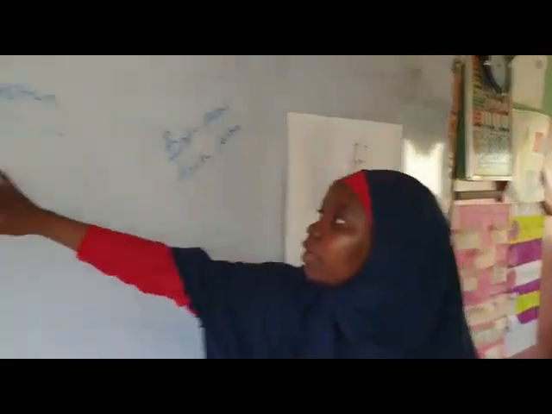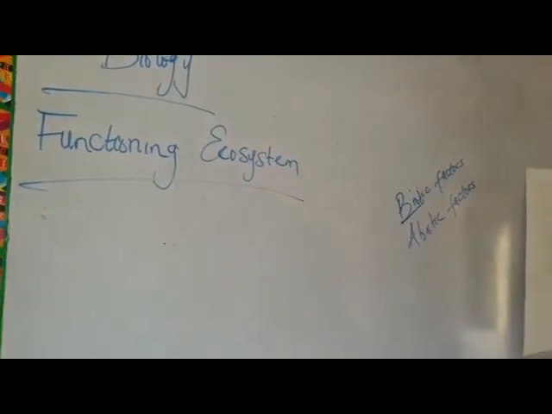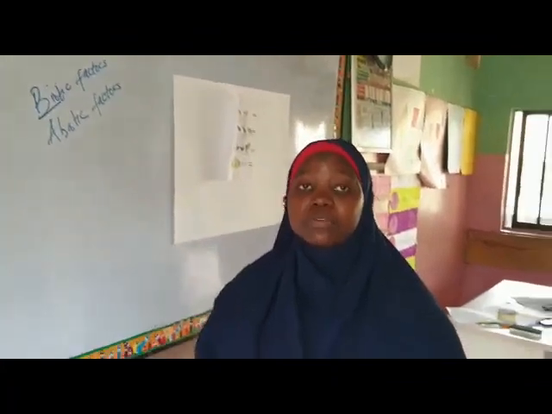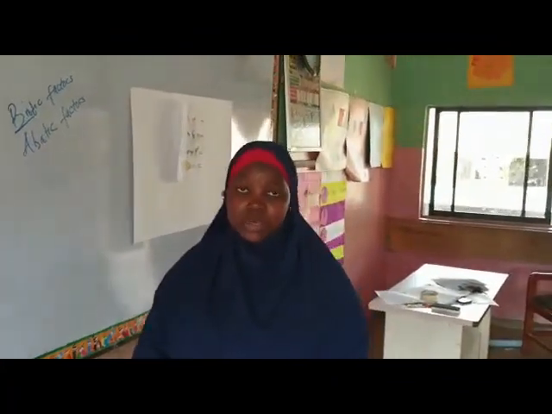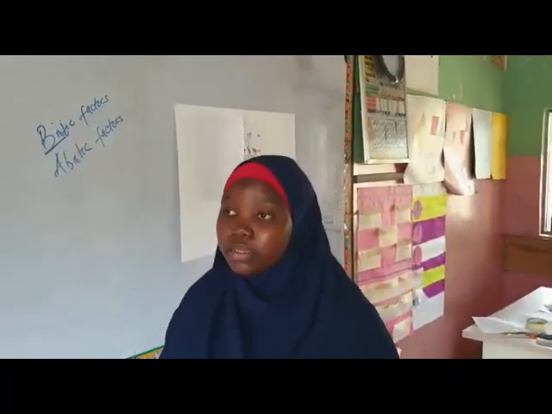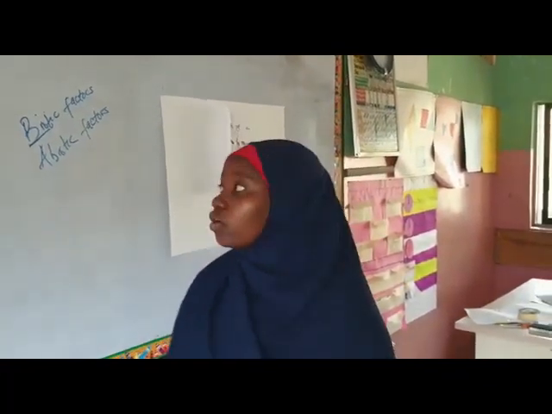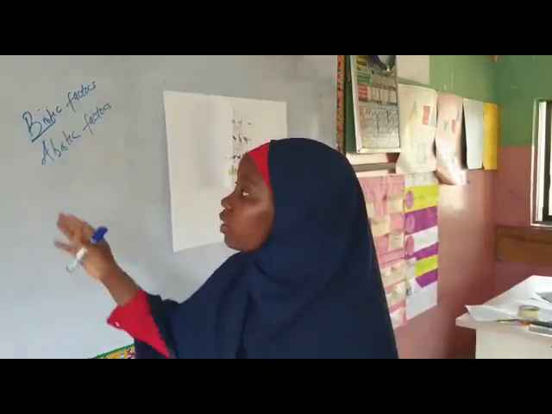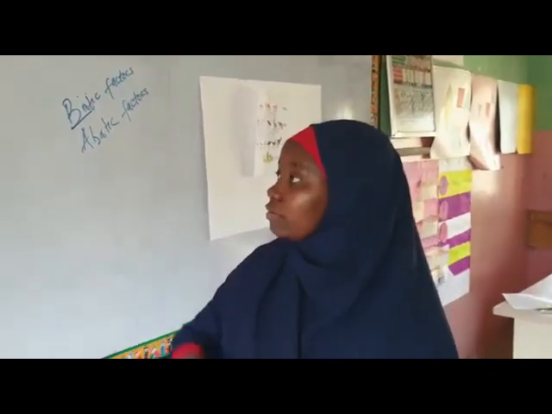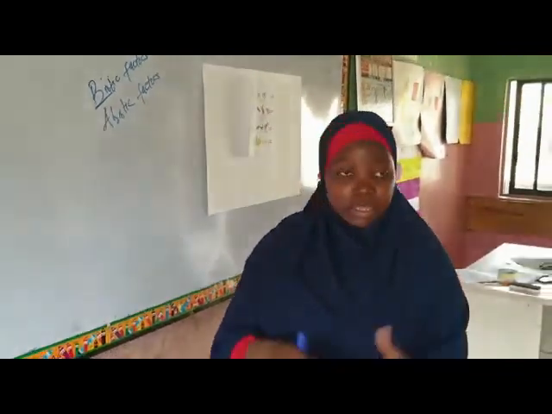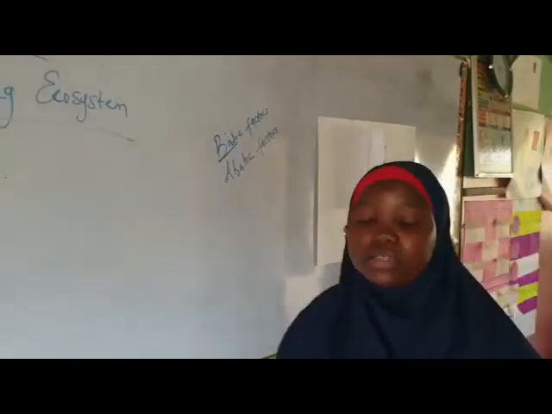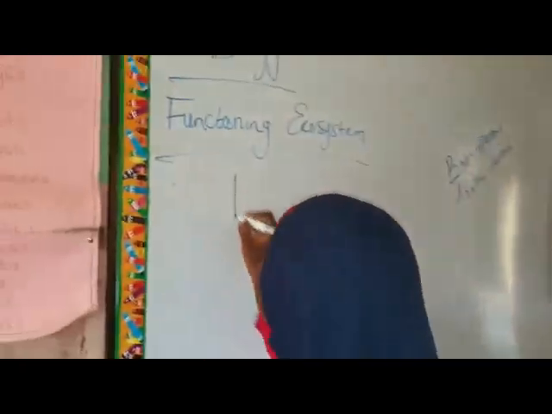Today we are going to talk about the functioning ecosystem. Ecosystem, as we've defined before, is a system of interacting organisms. When living organisms interrelate with the non-living components in their environment, such as rain and temperature, we call it an ecosystem. So an ecosystem is a system of interacting organisms, where a living organism interacts with its non-living neighbors. Under the functioning ecosystem, we start by discussing feeding relationships.